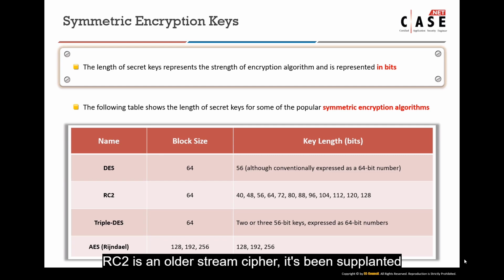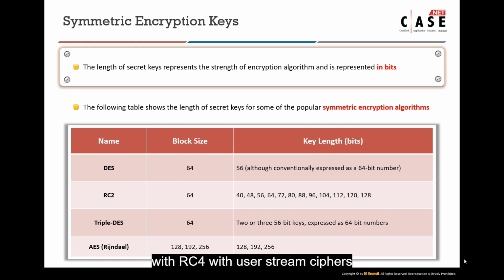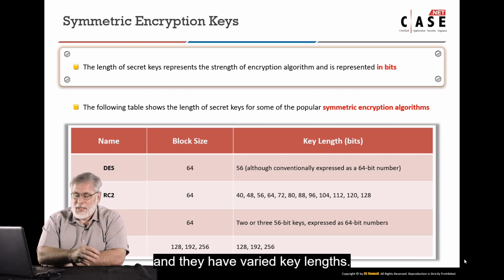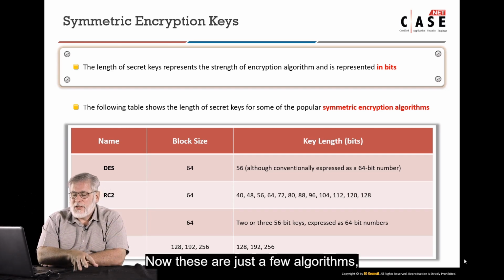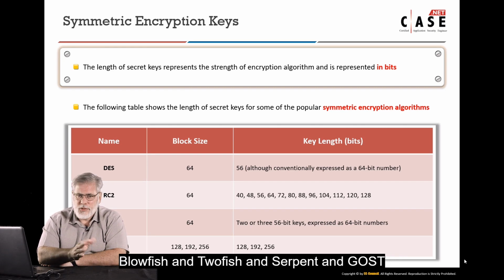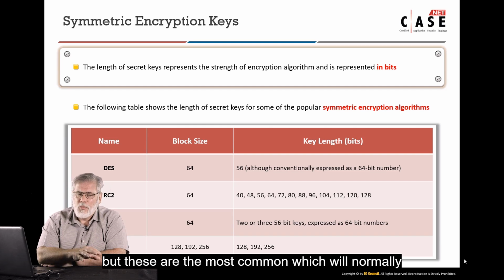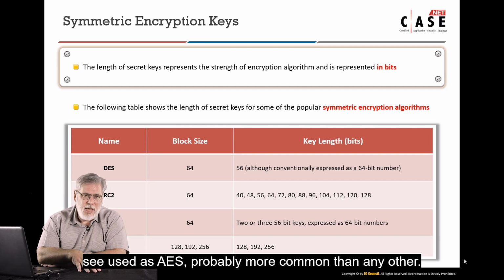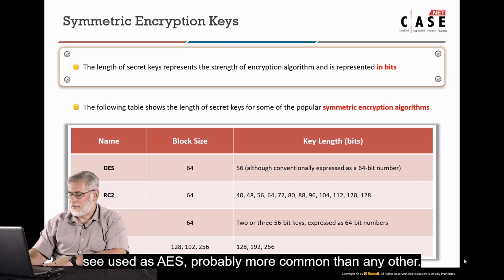RC2 is an older stream cipher. It's been supplanted with RC4, but these are stream ciphers, and they have varied key lengths. Now, these are just a few algorithms. There are lots of other symmetric ciphers out there, Blowfish and Twofish and Serpent and Ghost, but these are the most common. What you'll normally see used is AES, probably more common than any other.